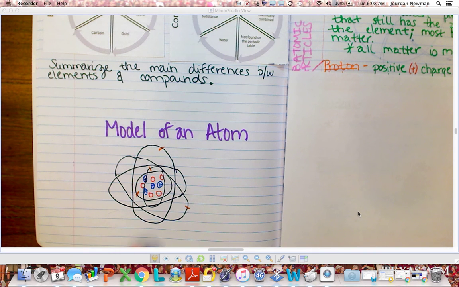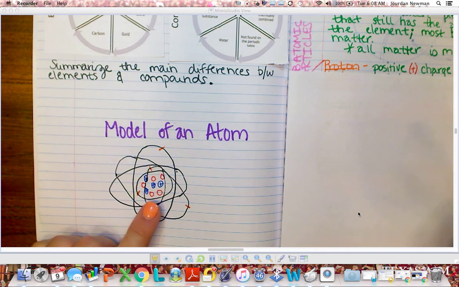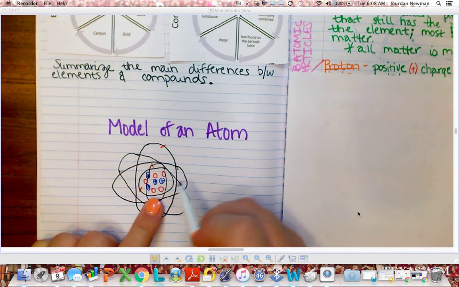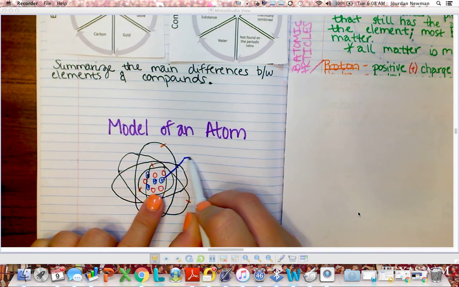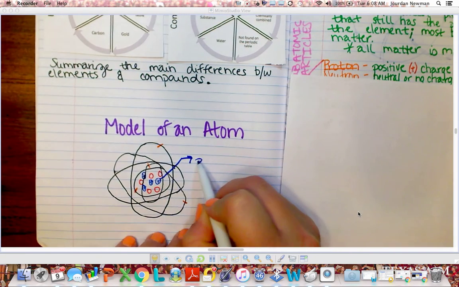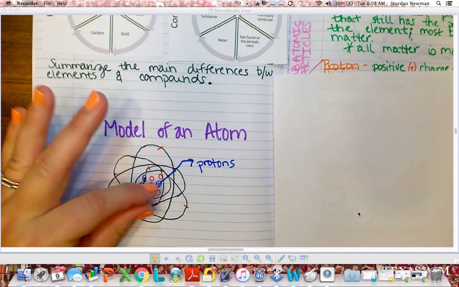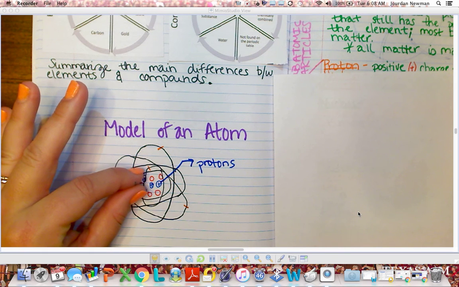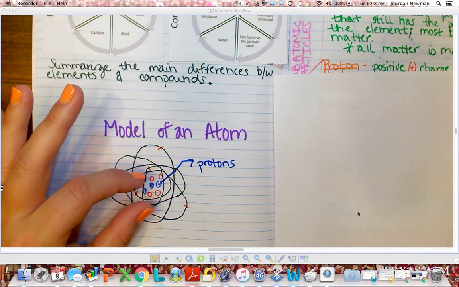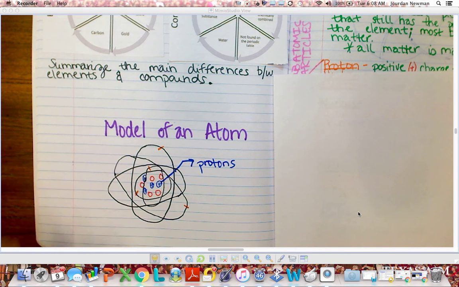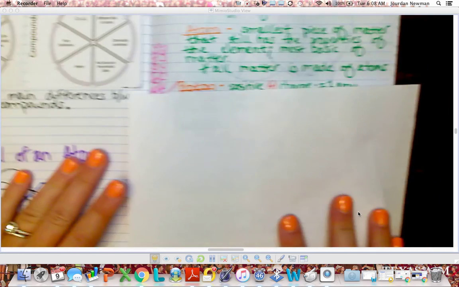okay, in our model, we can see that our particles that are marked with a plus sign to represent the positive charge are going to be our protons. So go ahead and label those. Okay, and as you can see, they're all here in the center of the atom, which we call the nucleus, and we'll talk more about that in just a second. And you can see, if you count up, 1, 2, 3, 4, we have 4 protons.